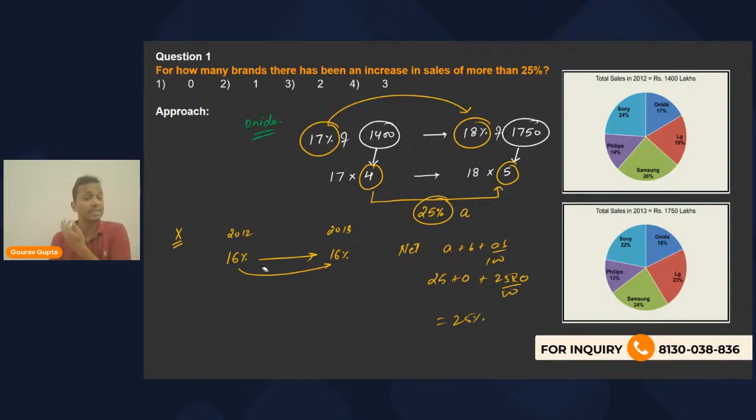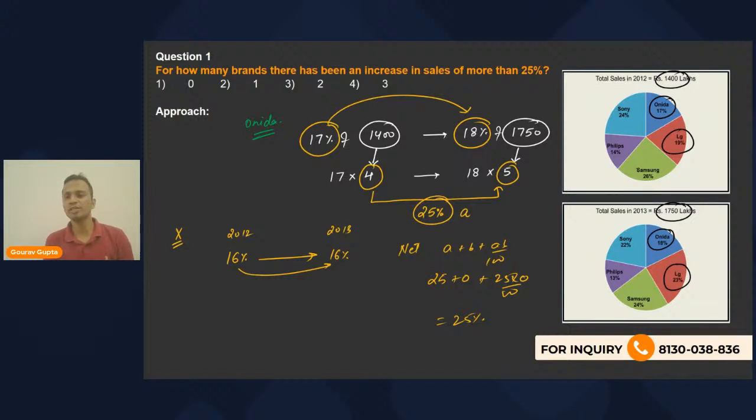All right. So basically in this question, there is no need for you to calculate the net percentage change for every brand to answer this question. You can just have a look at the pie chart. The percentage share of Onida has increased, so the net percentage change in Onida will be more than 25% because the base has increased by 25%. Now, a similar thing can be said about LG. Since the percentage share of LG has increased from 2012 to 2013, the net percentage change in the sales of LG will be more than 25%.